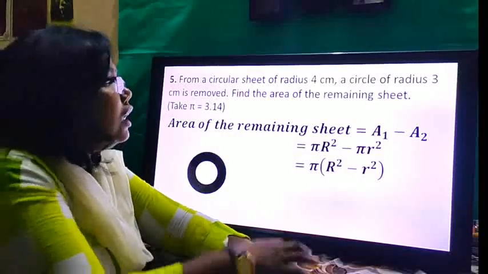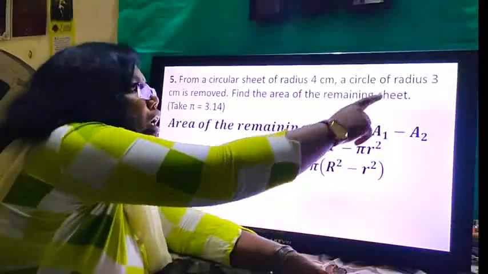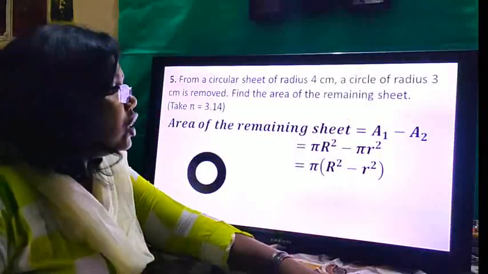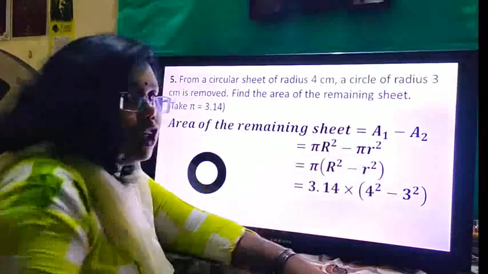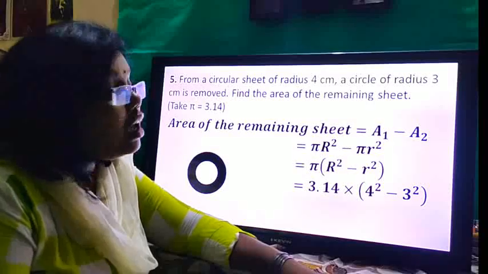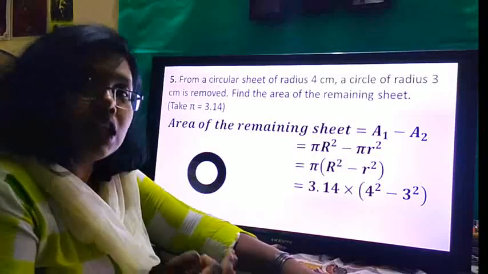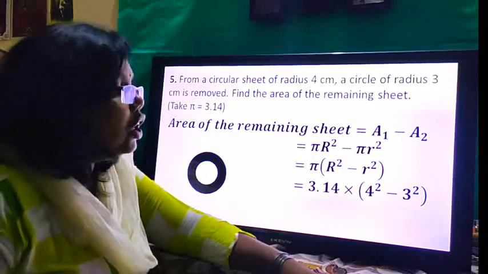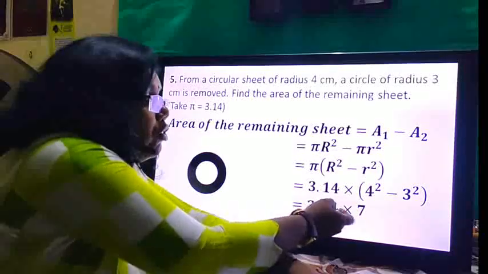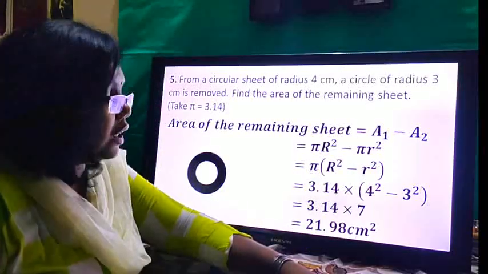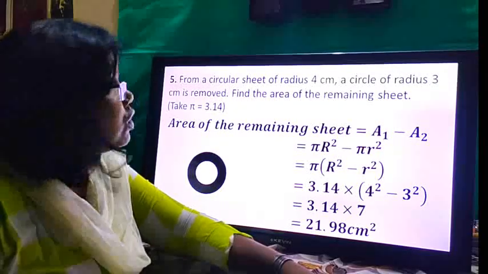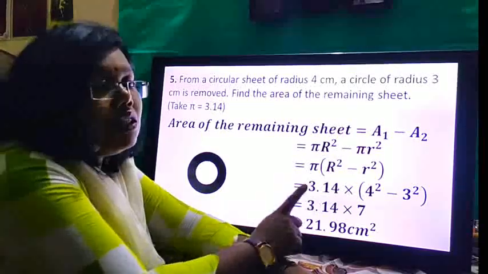Now capital R is the bigger radius, that is 4, and the smaller one is 3. So we get 3.14 into 4 square minus 3 square. Now 4 square we know is 16 and 3 square we know is 9. So 16 minus 9 would give us 7. So 3.14 multiplied by 7. What we would get is 21.98 centimeter square. Since we are talking about area, the unit is squared.